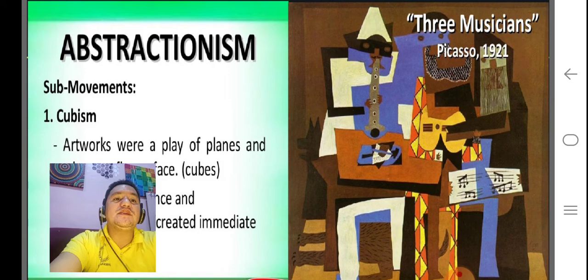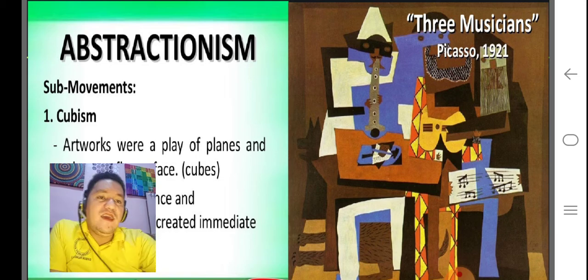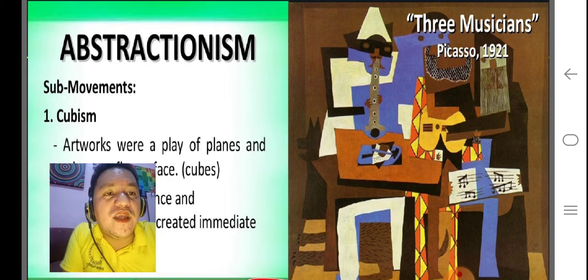Next, another example is the three musicians. If I'm going to look at this picture, where are the musicians? How can I be able to identify the three musicians being discussed, or being shown here?